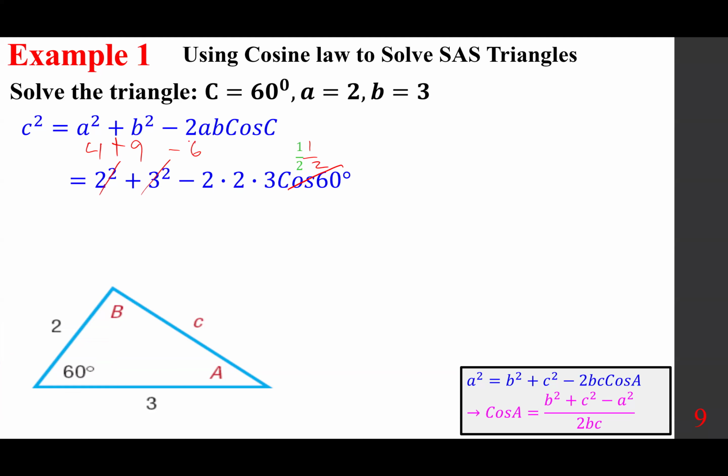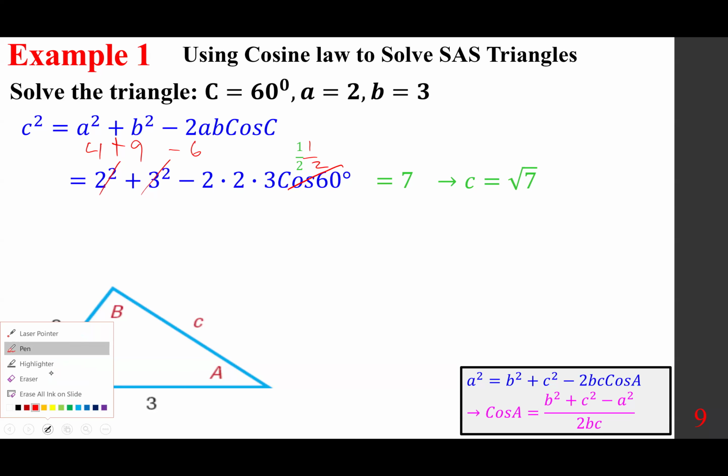We get 7, and c is square root of 7. So again, normally this is not a common arc, so we may not know it, okay? So you use a calculator, but that's the concept. All right, so we have this one as square root of 7.